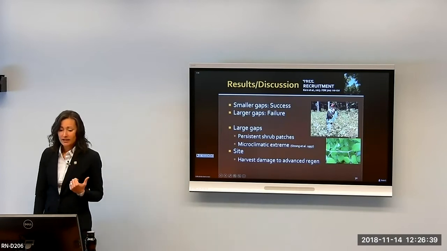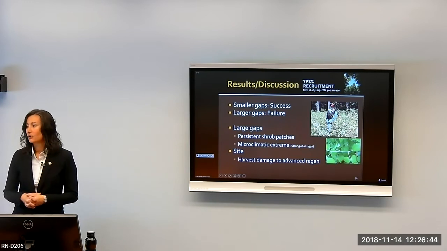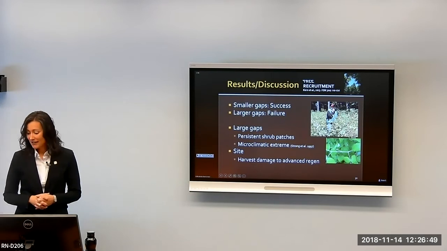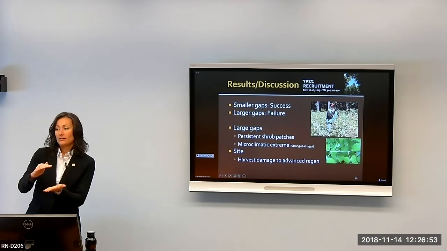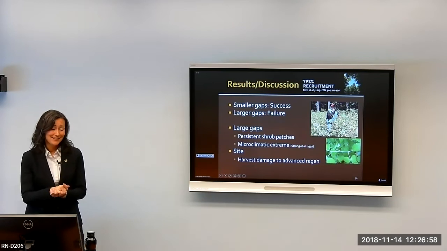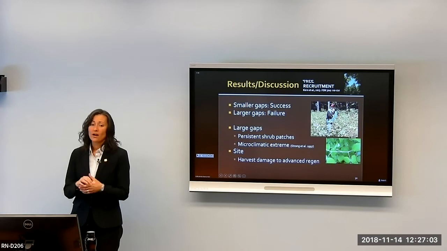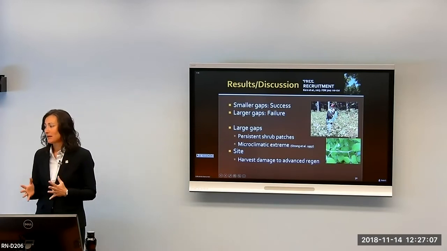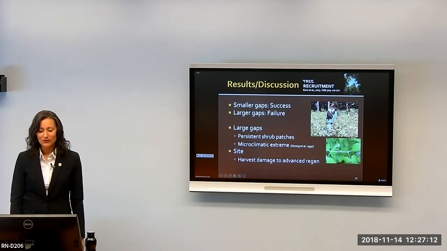My colleague, Terry Strong, who's now retired, had some microclimatic equipment set up in some of these gaps. He found extreme temperatures. I think it was 46 degrees Celsius at 0.1 meters off the ground in some of these large gaps, so very lethal temperatures for seedlings right after harvest. We also noticed more frost pockets occurring. So we just had extreme microclimatic events that were not suitable for getting in that new cohort of trees.